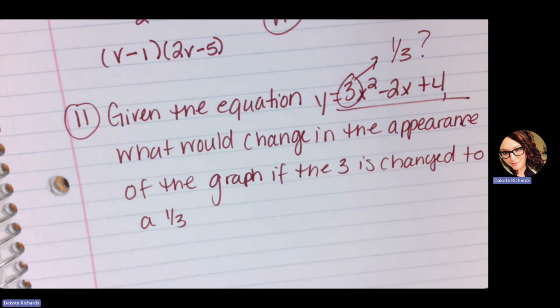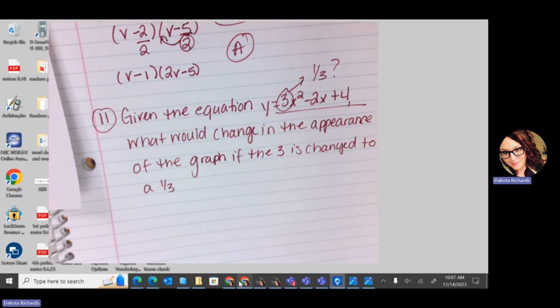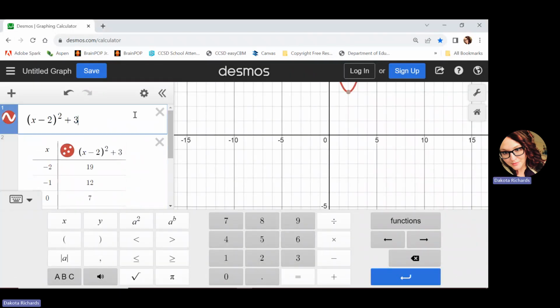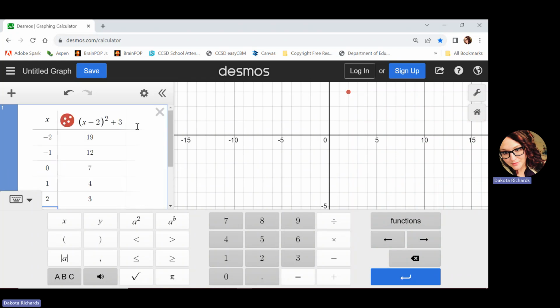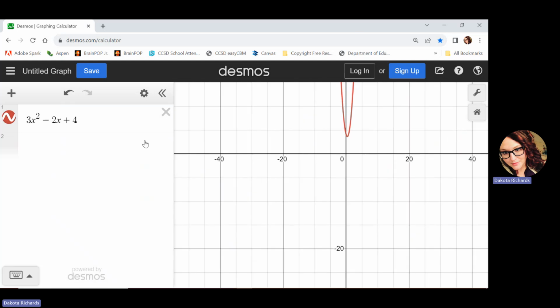Okay, so let's look at this in Desmos and see what happens. So go to your Desmos. See if I can pull it up quickly. Sometimes my computer doesn't want to cooperate. Here's Desmos. So if we type that in, I'm gonna exit out. Our original is 3x squared minus 2x plus 4.